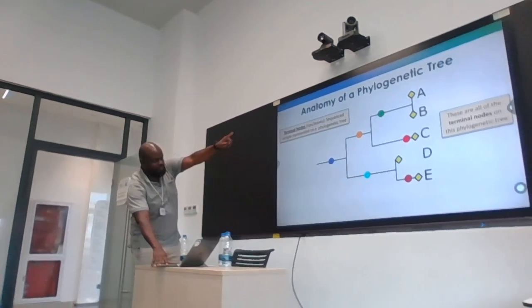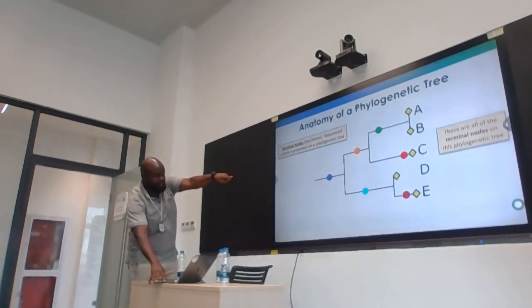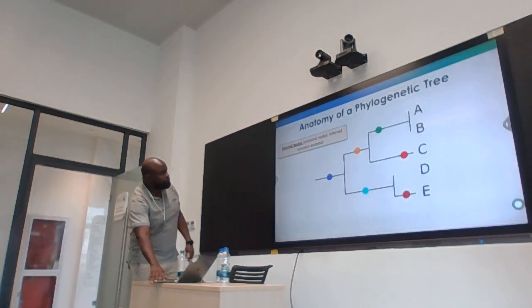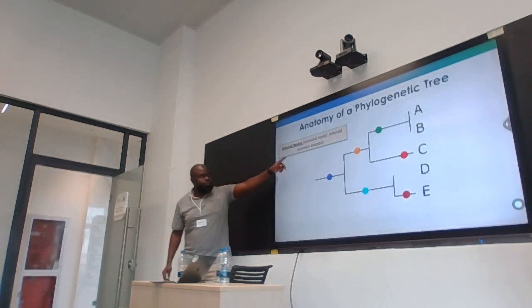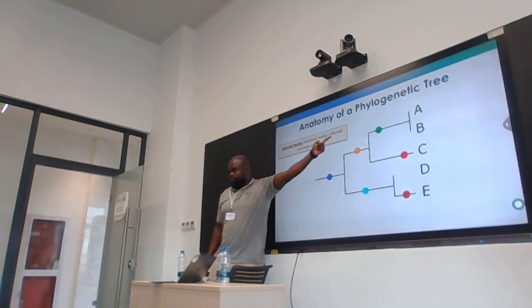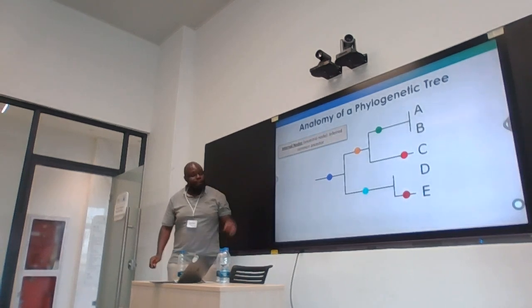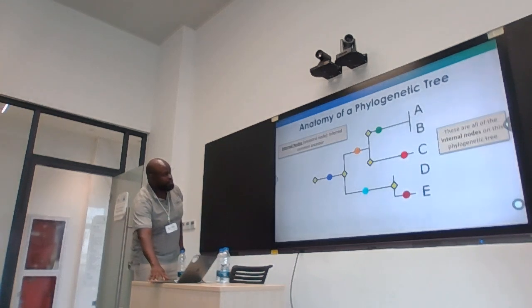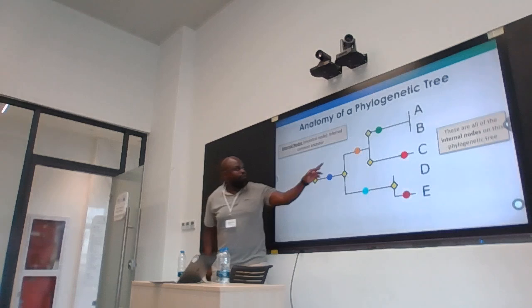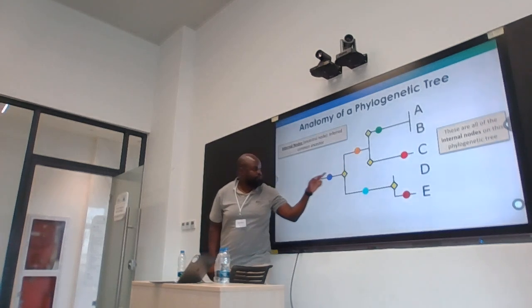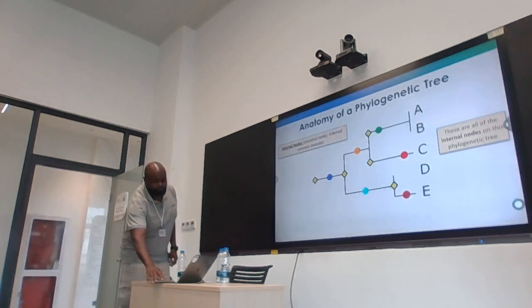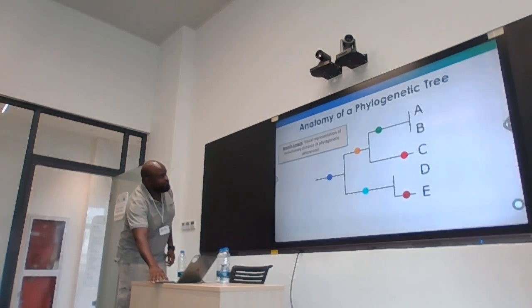And of course, that's highlighting A, B, C, D, and E, those being the terminal nodes. We have the internal nodes, so these are inferred. Okay, the terminology here is inferred from these terminal nodes, and the internal nodes are these ones. Okay, good. Then we have.